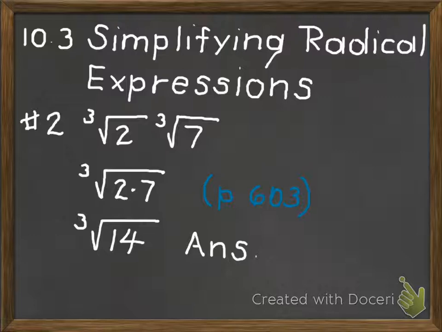It says that we can rewrite this expression under one radical symbol as long as the roots of the two radicals are the same. And they're both root 3. So we multiply the 2 times the 7, and we get the cube root of 2 times 7, which is the cube root of 14. And that's our answer.